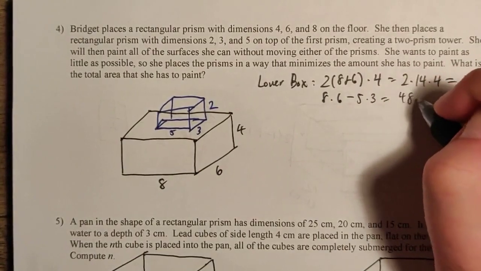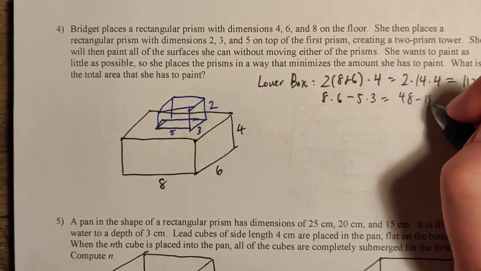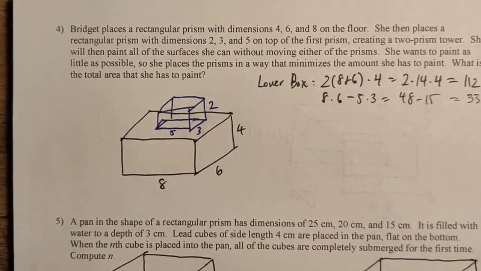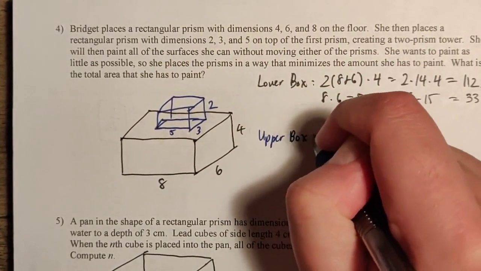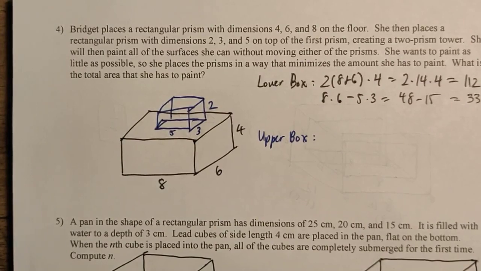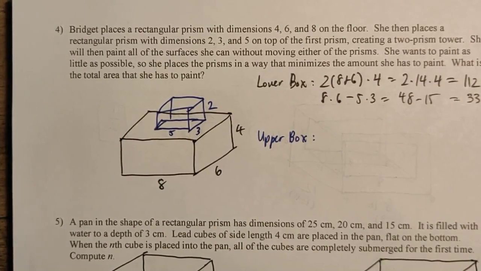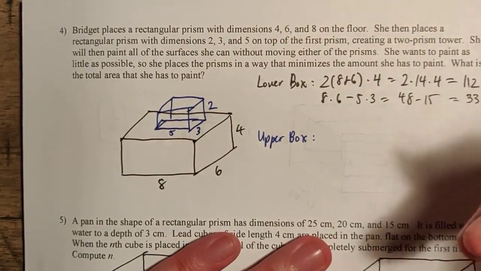So there's going to be 48 minus 15, and that yields you 33. Okay, now we can look at the upper box. The upper box, there's only 5 faces that are visible. The bottom face, the 6th face on the bottom here, is covered up. So it's just a matter of adding all of it up.